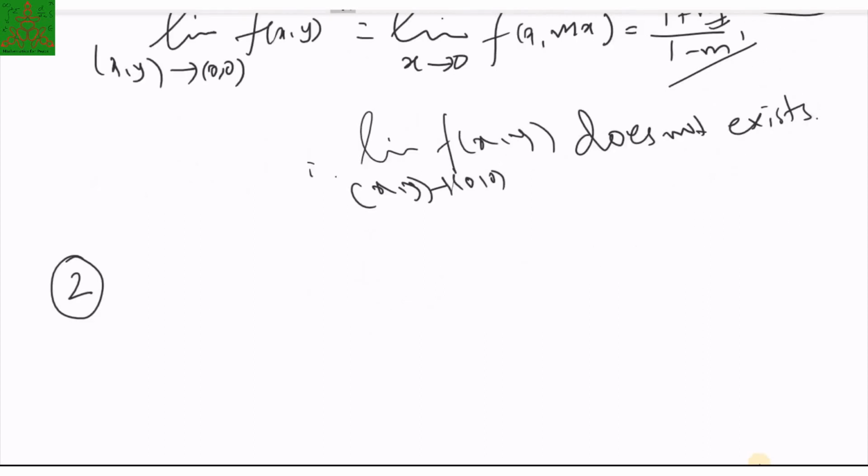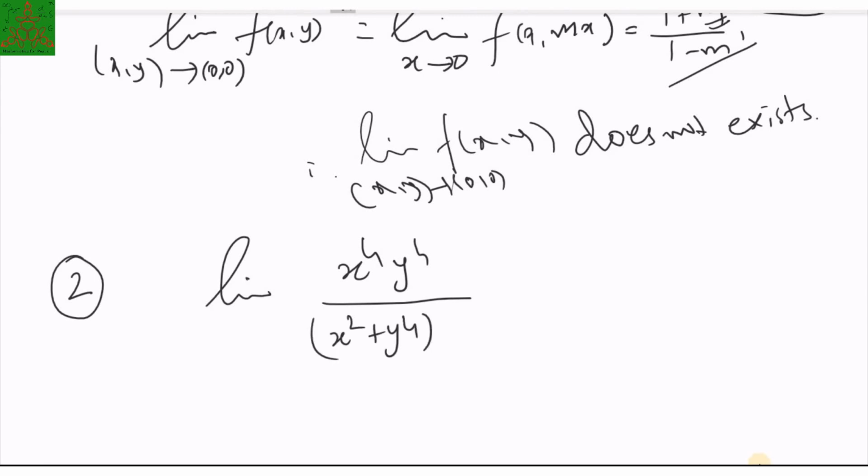Let's have another example. Discuss the limit of x raised to 4 y raised to 4 upon (x square plus y raised to 4) whole power 3, as (x, y) tends to (0, 0). Discuss the limit of this. That means whether the limit exists or not.